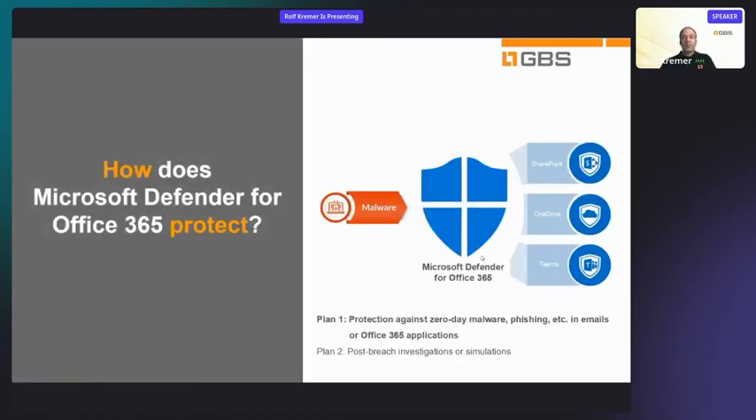For Microsoft Defender for Office 365, there are two plans available. The first plan can be used to protect emails or Teams against zero-day malware and phishing. Additionally, the second plan also includes post-breach investigations and simulations for training, for example protection against phishing. Because Plan 2 has a different focus, I won't go into it further in this presentation.